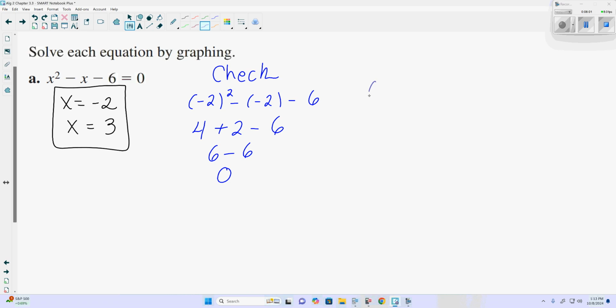The other solution we had was 3. And if I plug it in for x, we get 3 squared minus 3 minus 6. Well, 3 squared is 9. Negative 3 is just negative 3 minus 6. Well, 9 minus 3 is 6, and 6 minus 6 is 0. So both of those are solutions.